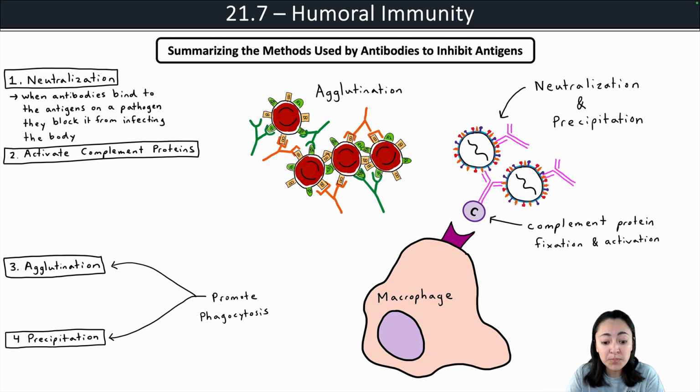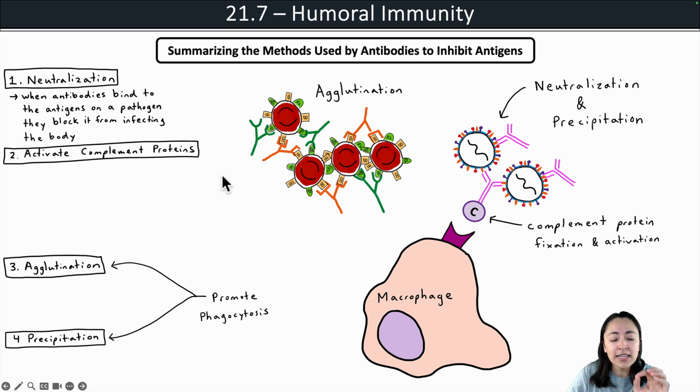When you've been exposed to rabies, you'll get these post-exposure shots that contain specific antibodies. Those antibodies will bind to the antigens on the rabies virus and prevent the rabies virus from being able to infect your cells, and therefore it can neutralize the virus.